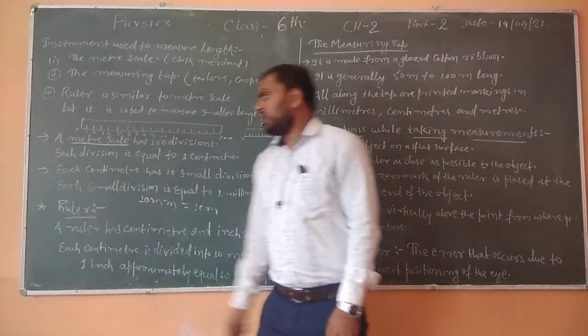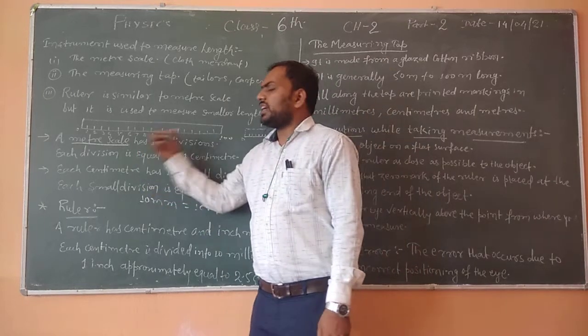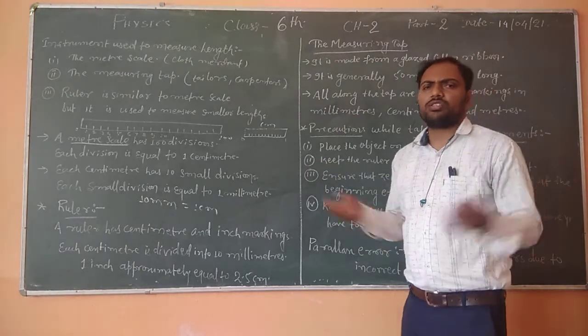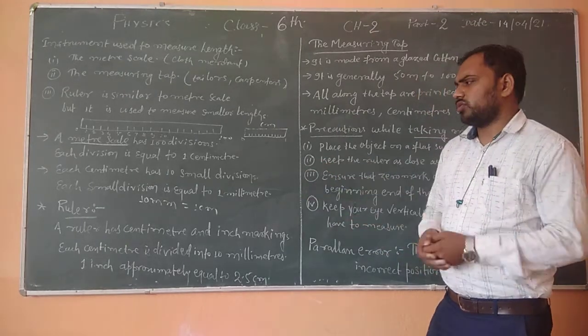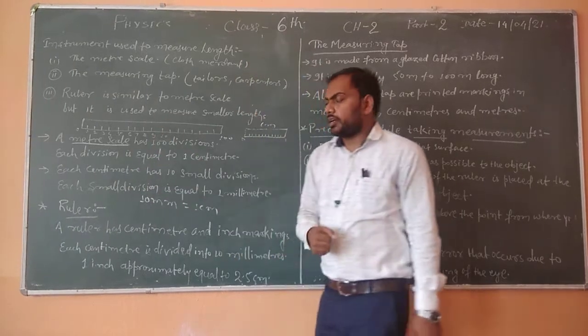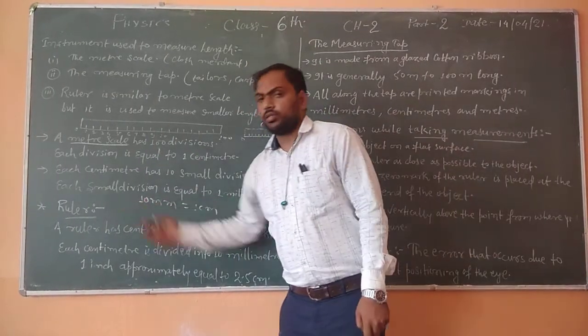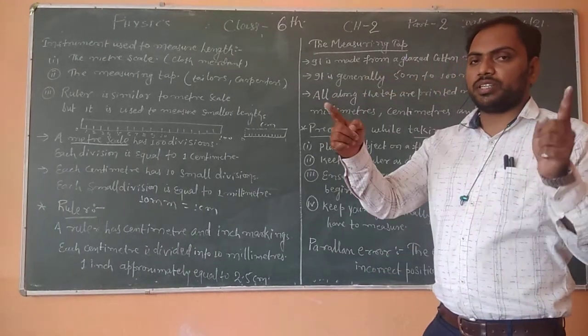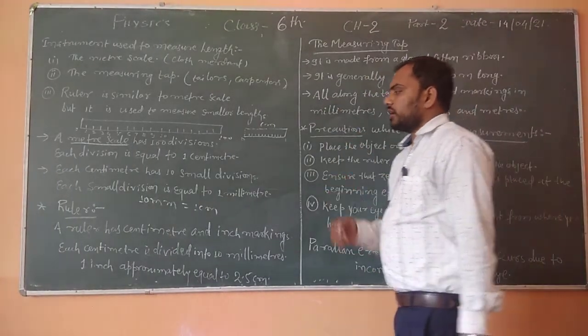Now come to a ruler. Basically, the meter scale is used for measuring 1 meter cloths, 2 meter cloths, a smaller value. Similarly, for smaller than the meter, we use a ruler, like the one we use in class. That is a ruler of 15 centimeter. That is called a ruler.